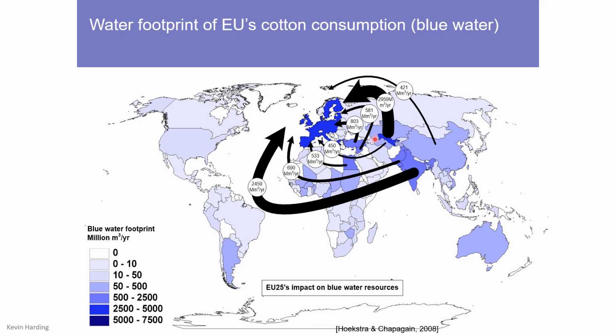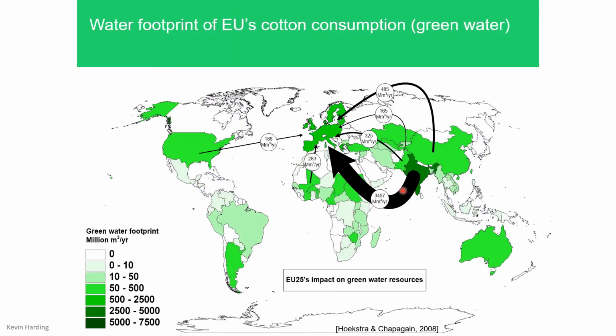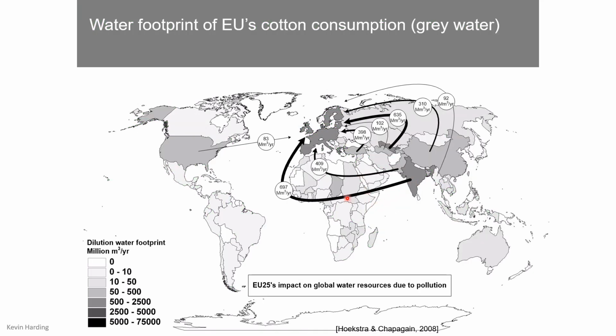Water is being used, so they're affected by this because of this trade. So this is the one for blue water. The same way we can have it for green. You see there's some trade because of the green water, and the same thing on a lesser scale for the gray water for cotton.